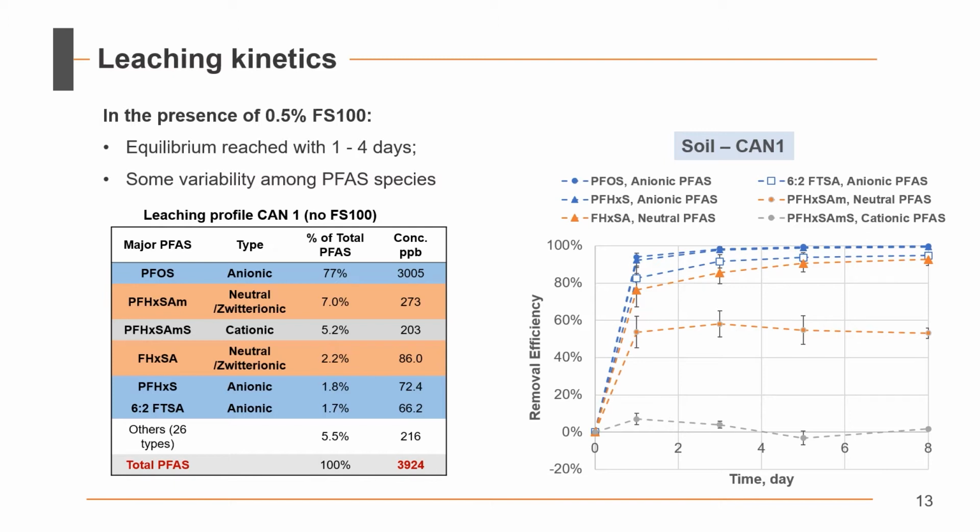For the orange ones, the newer PFAS, they're called zwitterionic, neutral ones, it really varies from compound to compound, somewhere between 50% to 90% at this particular low dosage. And for one of the cationic PFAS, there was almost no removal at that low dosage.